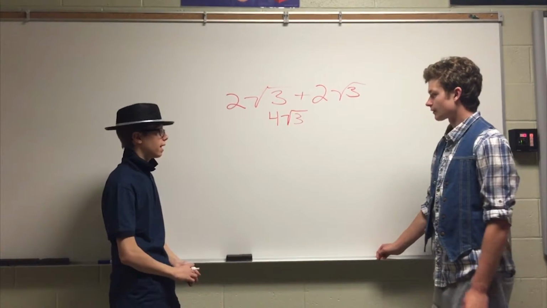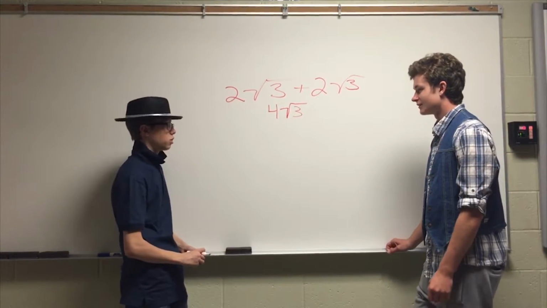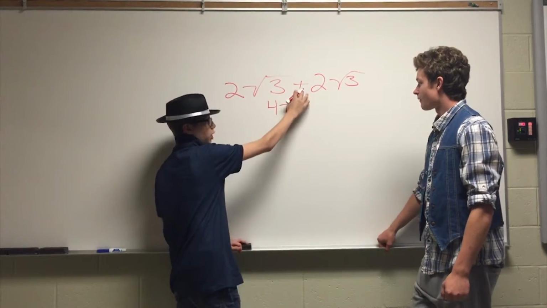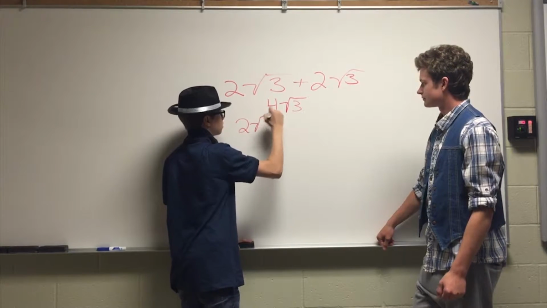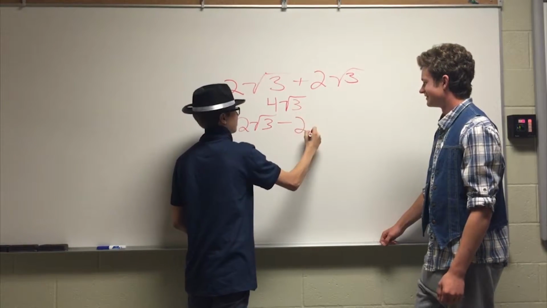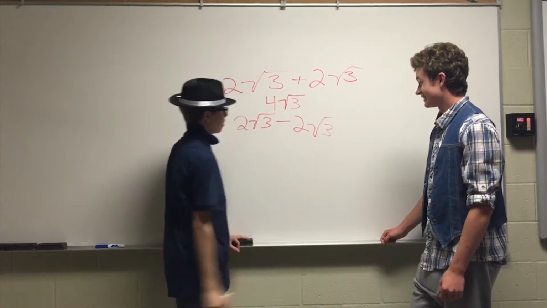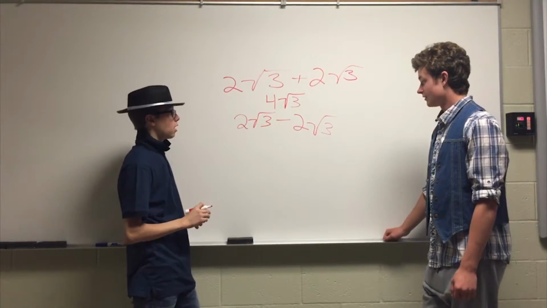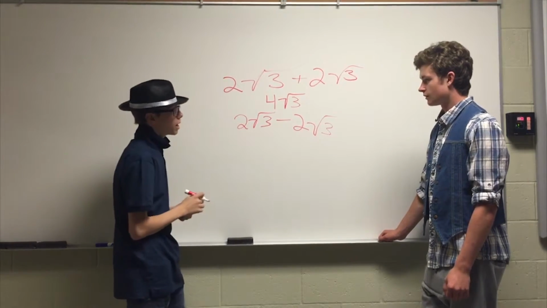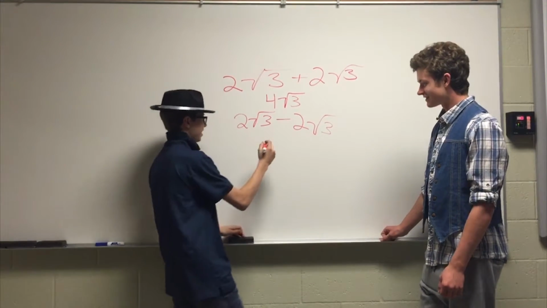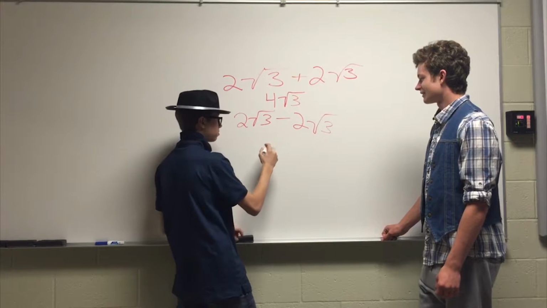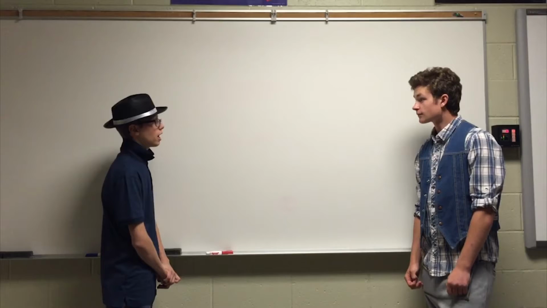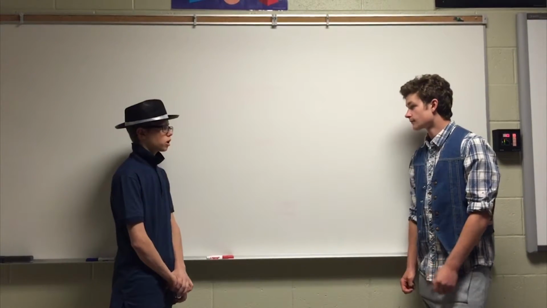Okay, so now that you know how to add radicals, now you need to learn how to subtract them. I'm going to use the exact same equation, but this time, a subtraction sign. Now that the radicals are the same, you can actually subtract the coefficients. What is 2 minus 2? 0, of course. Yes, so since it makes 0, you actually don't have to write anything in front of the radical.